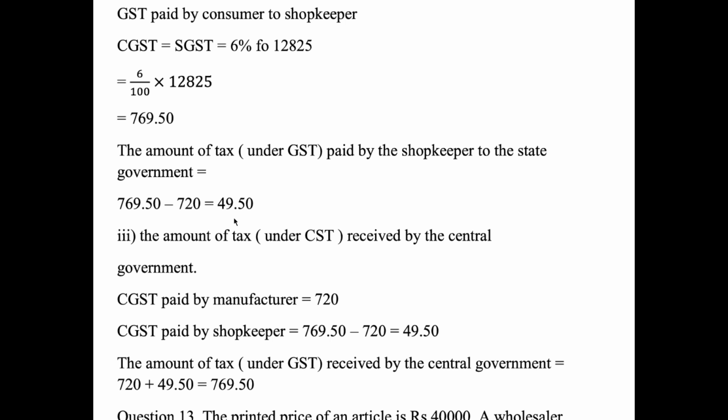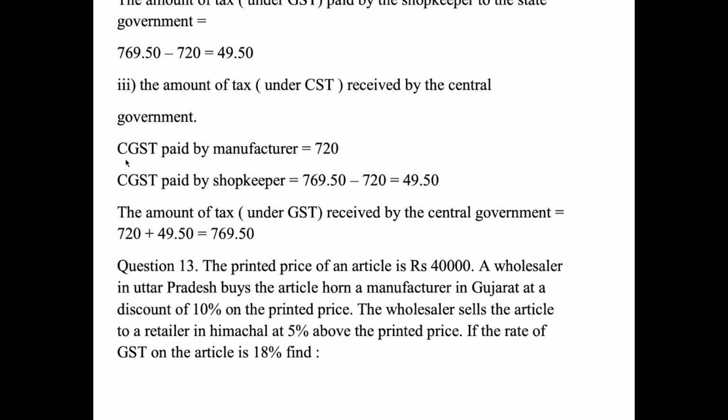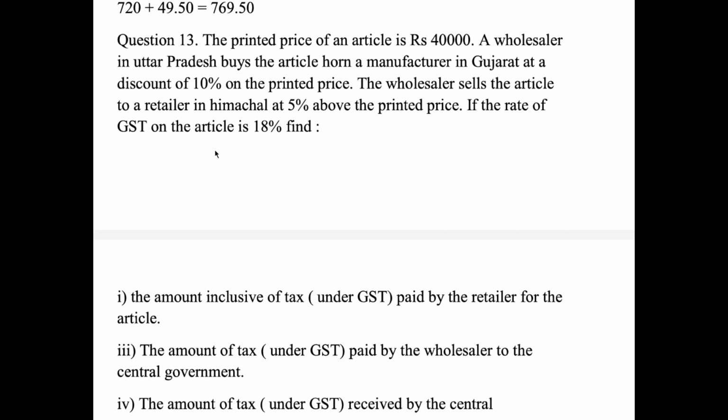The amount of tax under GST received by the central government, so the CGST paid by the manufacturer is 720, or the CGST paid by the shopkeeper is 769.50 minus 720, which is equal to 49.50. So the amount of tax under GST received by the central government is equal to 720 plus 49.50, that is 769.50. Come to the next question.